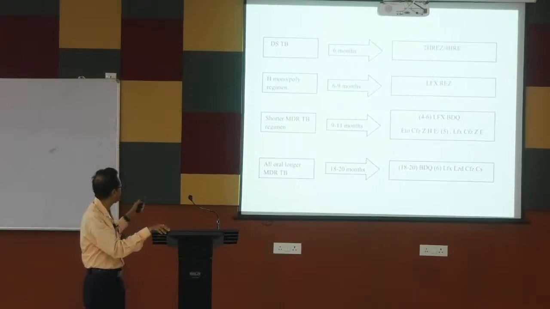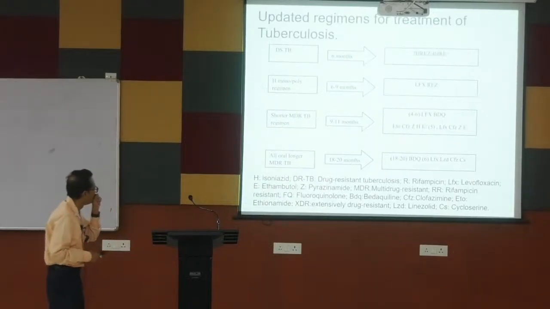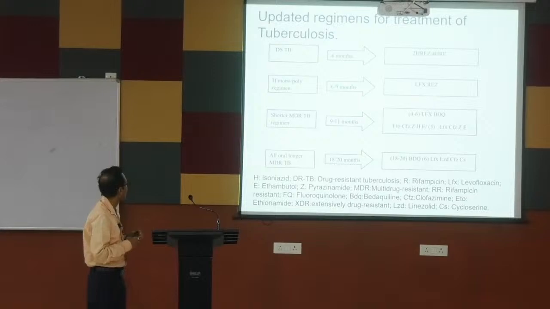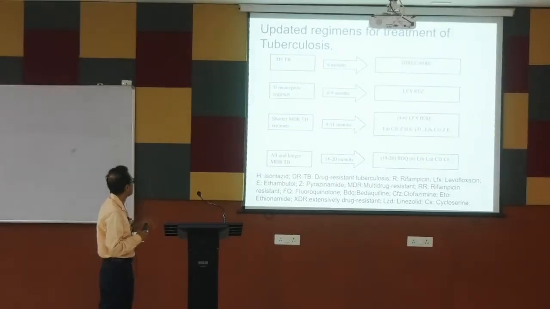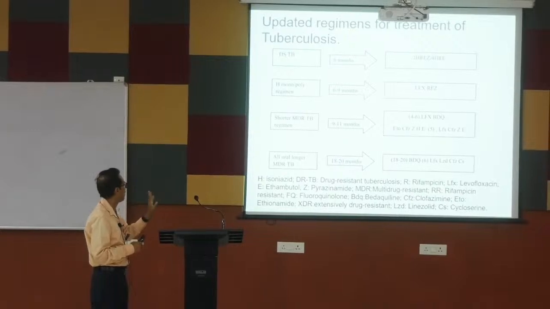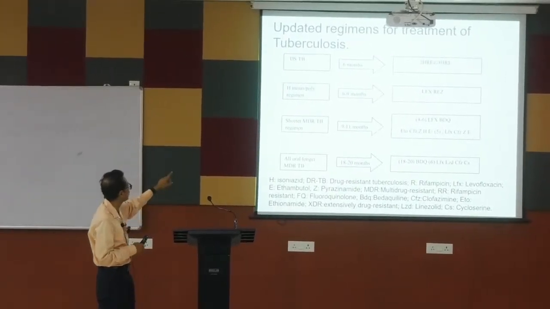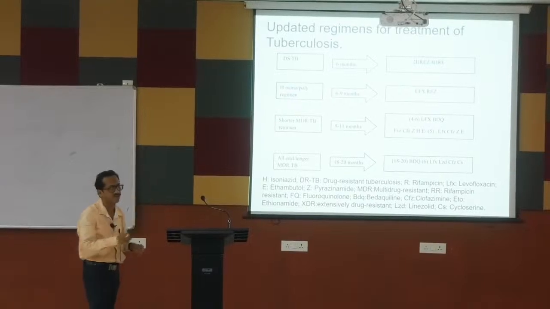Then the newer regime. This is the H mono or poly regime for 6 to 9 months. That is levofloxacin along with rifampicin, ethambutol, and pyrazinamide. Now these are two shorter treatments, two newer treatments.